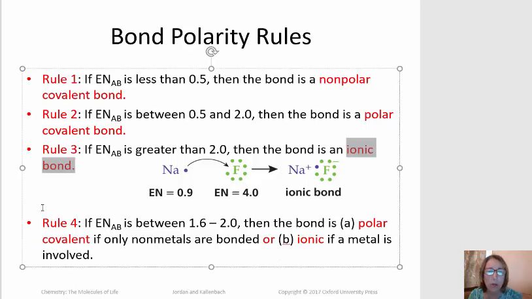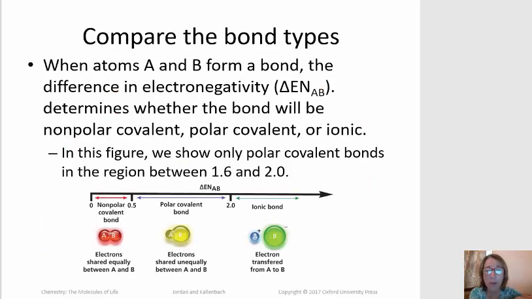Now, there's a little caveat here in Rule 4, because metals kind of muck up the waters, if you will. If we are looking at a bond between a metal and a nonmetal, an electronegativity difference of 1.6 is enough for that to be considered ionic. So as you're looking at these differences in electronegativities, pay special attention to whether the atom is a metal or not, because if it's a metal, then a difference of 1.6 is enough to assign it a class of ionic.